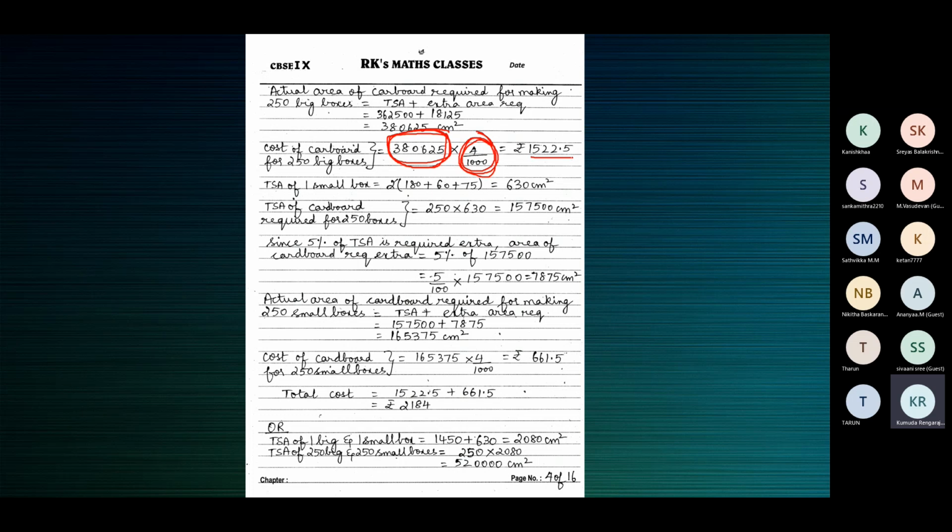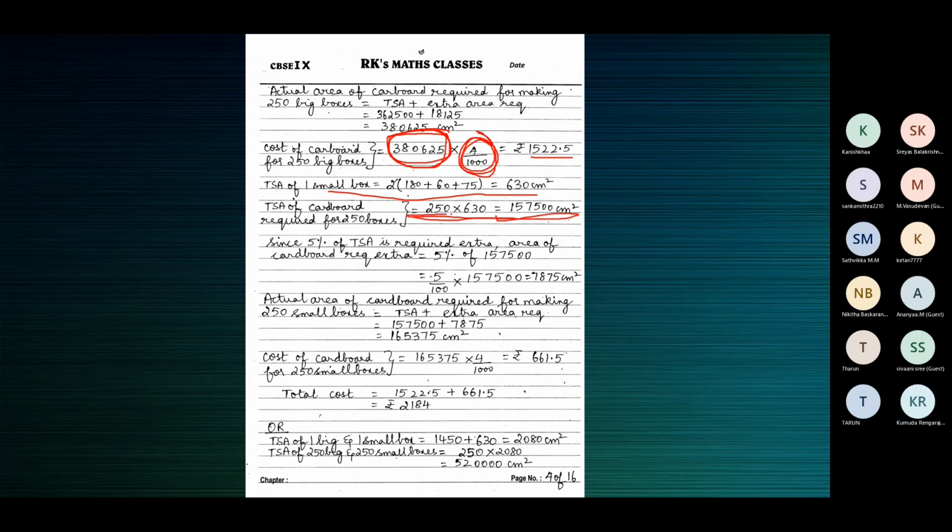Now you're in the shop. You have calculated how much you have to buy. How much will you spend? That area into rate will give you the total cost. The rate is 4 rupees for 1000 centimeter square, so 4 by 1000 for 1 centimeter square. Rate into the area will be the total cost. Here, find the TSA of 1 small box. Then find the TSA of 250, because you want to make 250 small boxes, so the area of all the 250 small boxes.